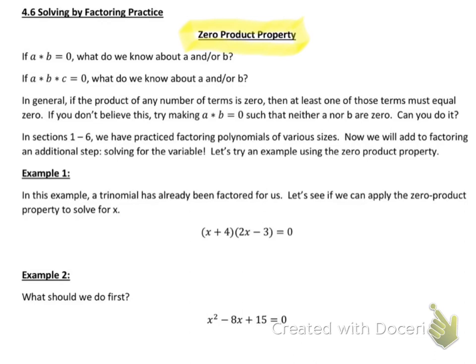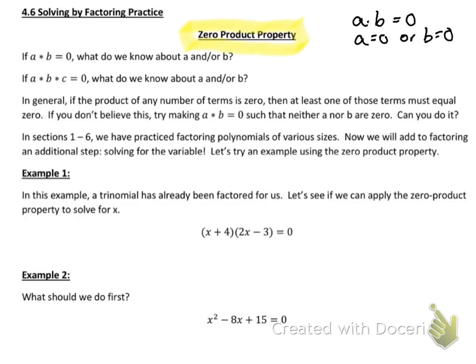So one of the properties that zero has, that no other number has, is the zero product property, which is that if I have two numbers, a and b, and their product equals 0, the only way for that to be true is that either a equals 0 or b equals 0.